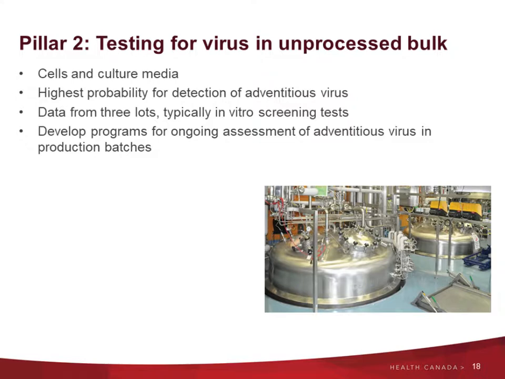So now on to pillar two, testing for virus in unprocessed bulk. So this is testing that occurs in the production bioreactor following the fermentation process. And this is typically the highest probability for detection of viruses that may be present in the production. Generally speaking, cells and culture media are tested, and data from three lots, typically in vitro screening tests, are required according to ICH Q5A. And development programs for ongoing assessment of adventitious virus in production batches should be implemented.